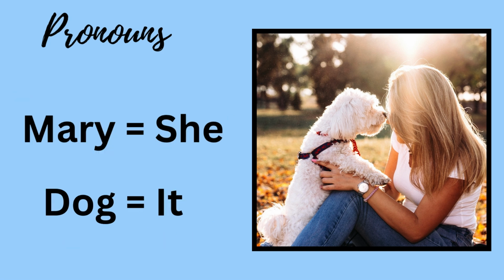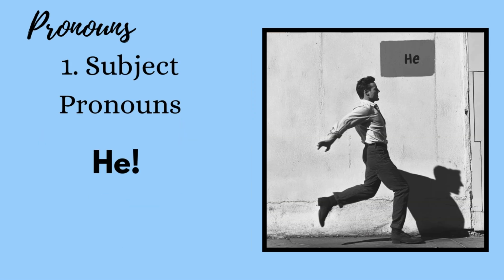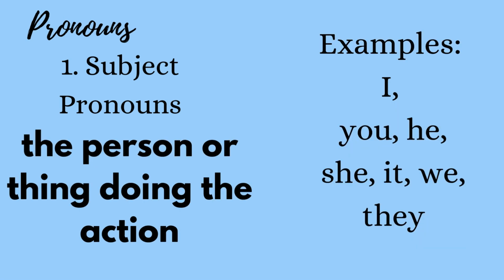So there are many forms of pronouns. He is a subject pronoun. Instead of saying John is running, we use he and say he is running. Subject pronouns indicate the person or the thing which is doing the action.